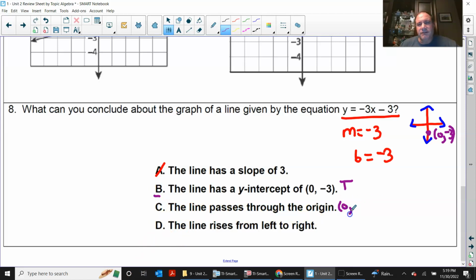The line passes through the origin. The origin is 0, 0. For that to be true, this has to be a direct variation, and the b is not going to be negative 3. The b is going to be 0. The line rises, so this is false. The line rises from left to right. If it has a slope of negative 3, it goes down from left to right. So this is false. The only one that's true is B, so B is your answer.